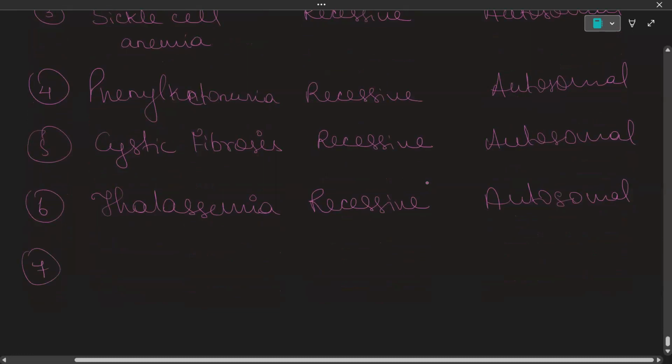Maybe when you were in class 11th, you might have studied about locomotion and movement. In that particular chapter, you might have heard about myotonic dystrophy. This is a muscular disorder.